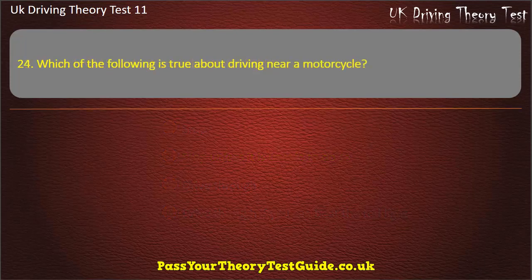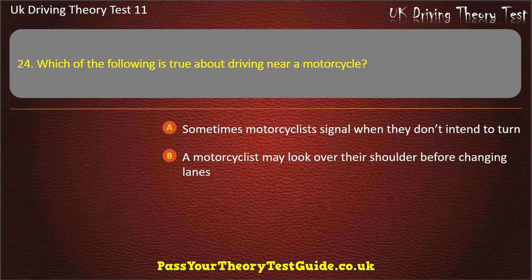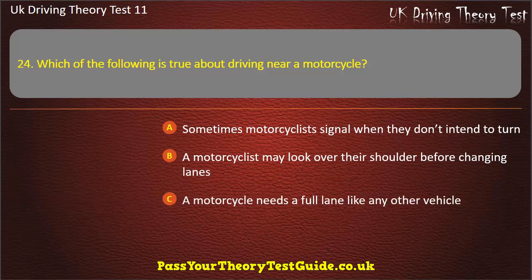Question 24. Which of the following is true about driving near a motorcycle? Sometimes motorcyclists signal when they don't intend to turn. A motorcyclist may look over their shoulder before changing lanes. A motorcycle needs a full lane like any other vehicle. All of the above. Answer. All of the above.